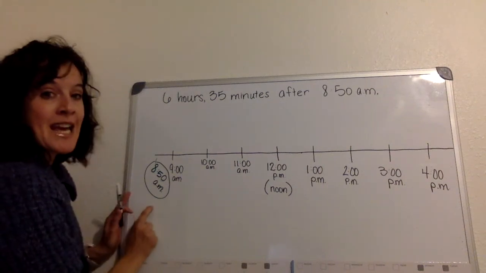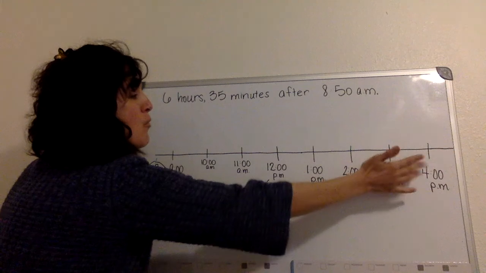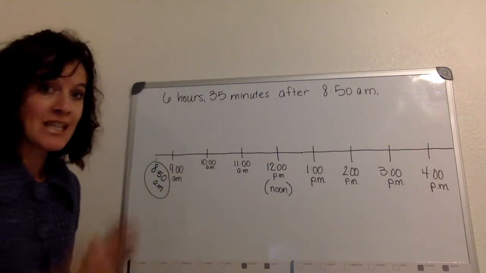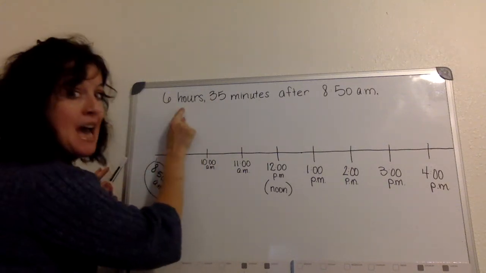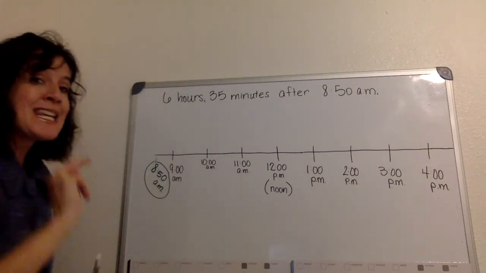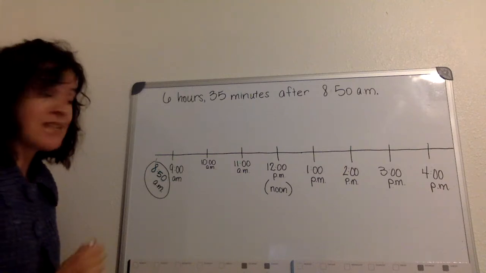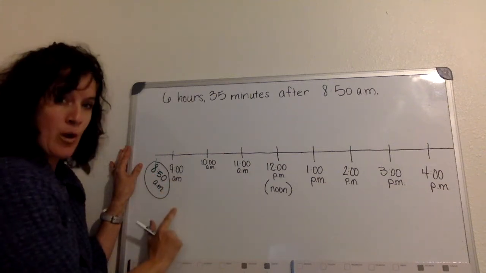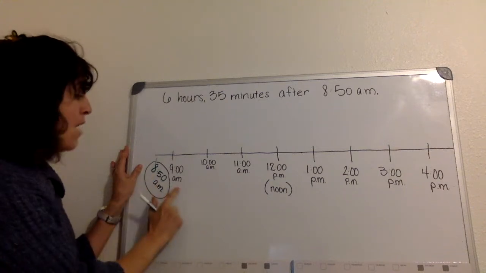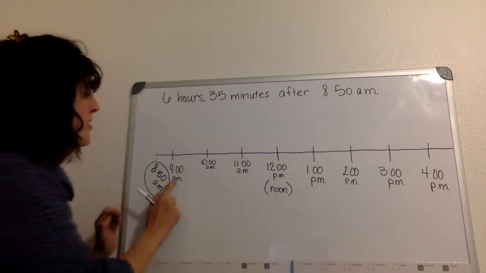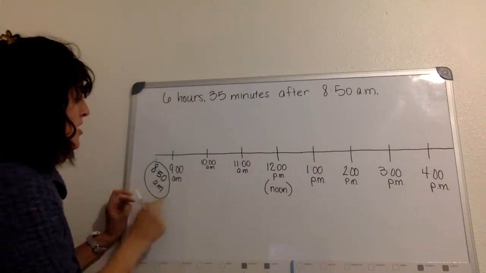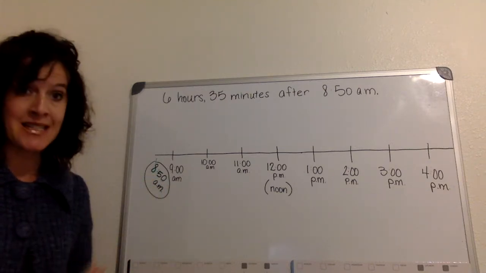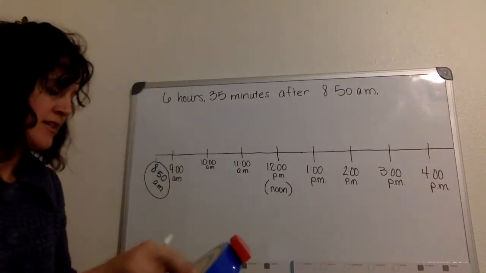Okay, so you've got 8:50 a.m. We want to know what time we are going to end over here, 6 hours and 35 minutes after 8:50. So this time, instead of just hours, we have minutes too. The easiest thing that I have found in solving these problems is to ask how many minutes it takes to get us to the next hour. So we started at 8:50 a.m. How many minutes to get till 9 o'clock? Well, remember, every hour is 60 minutes. So from 8:50 to 9 is just 10 minutes.